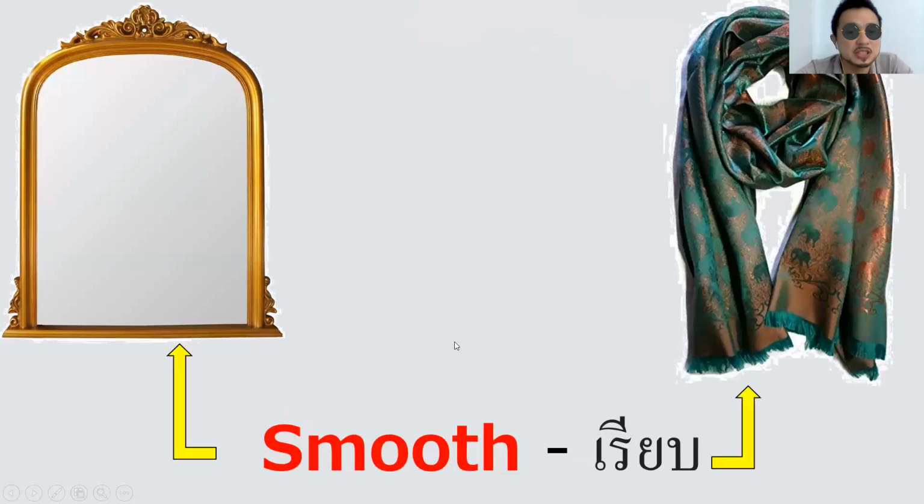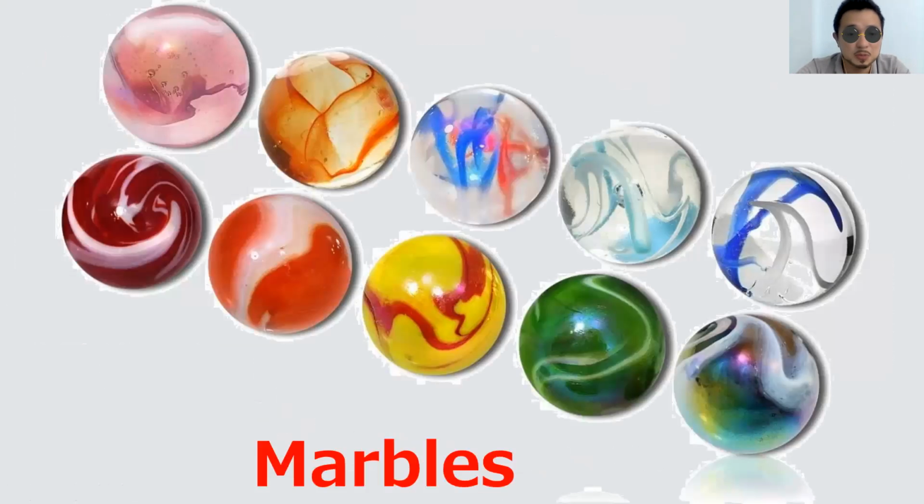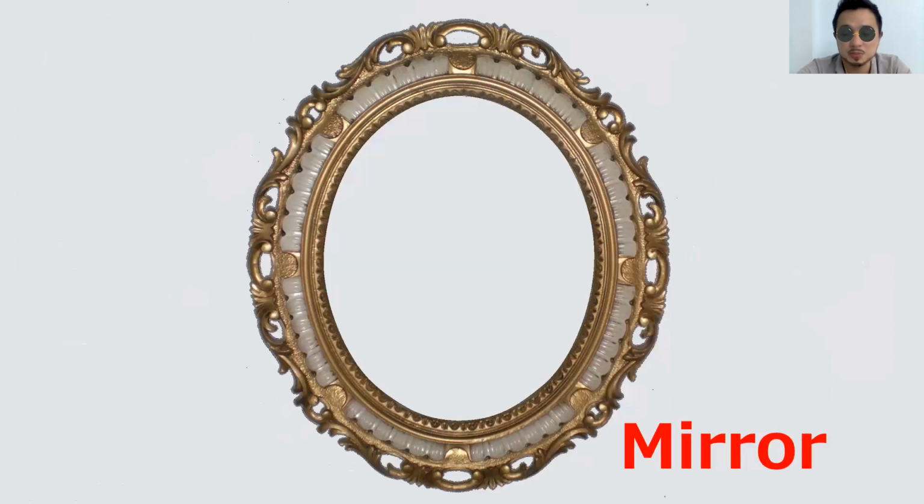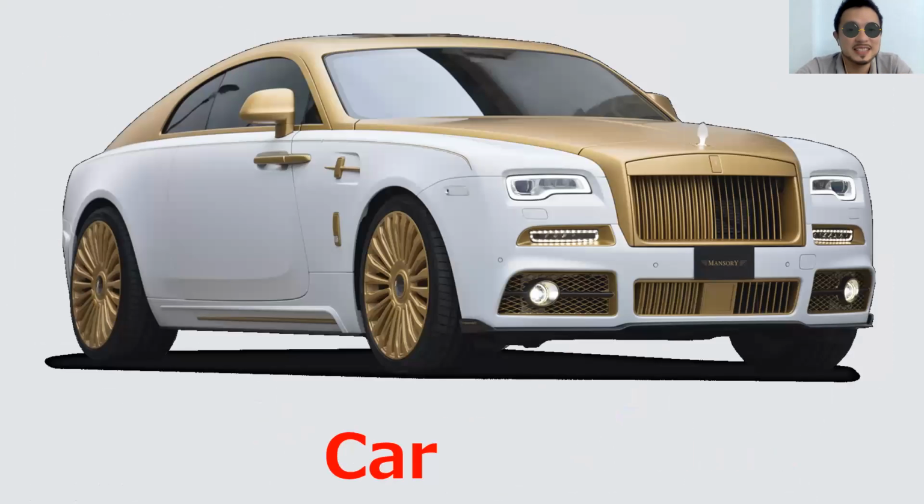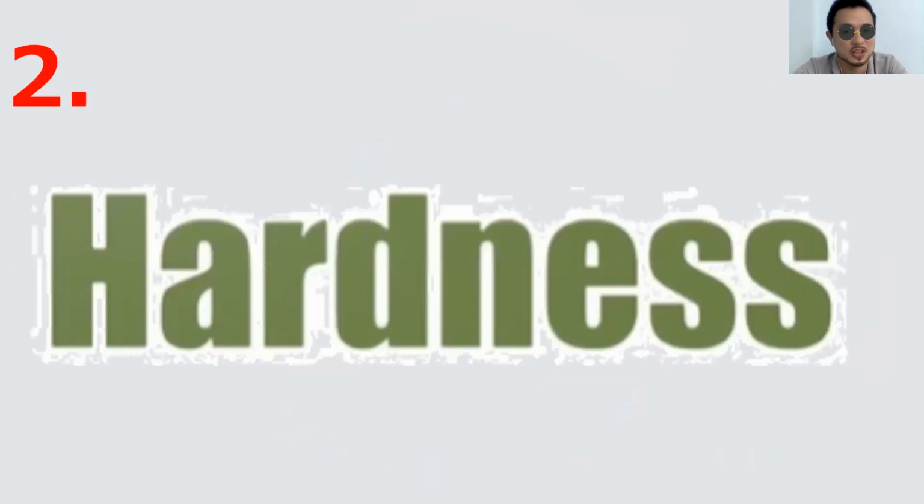Now let's proceed to smooth. This object is smooth. These objects are actually smooth. If you are going to touch it, it's smooth. Next, the marbles are smooth. Mirror is smooth. Car is smooth. You're going to touch the car.